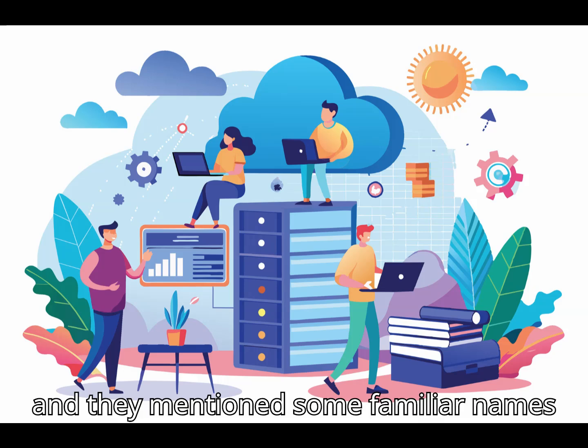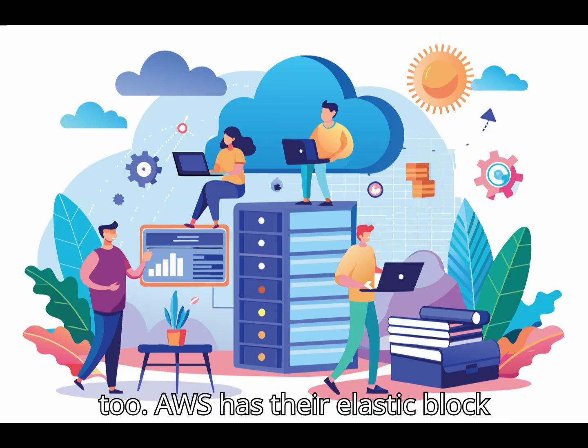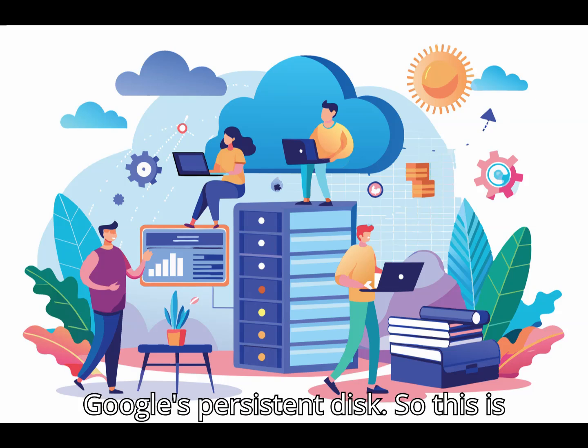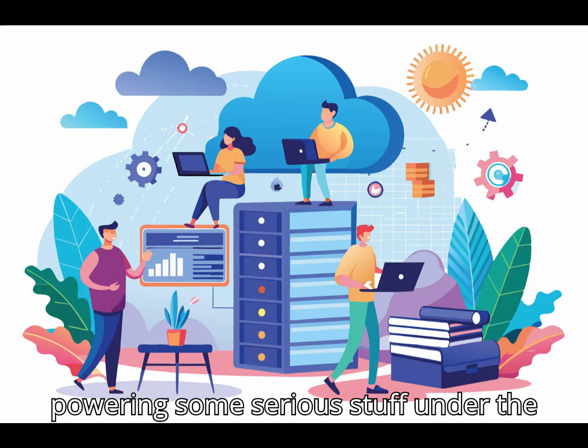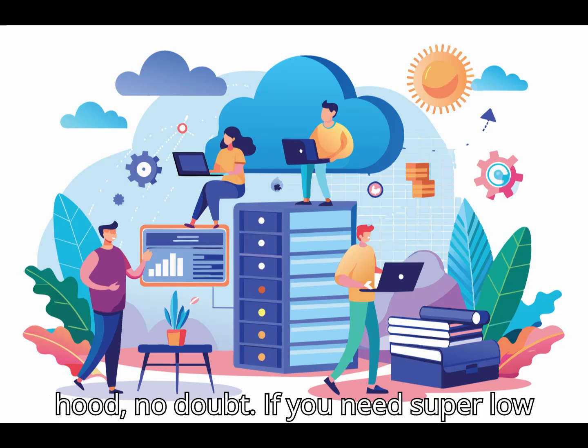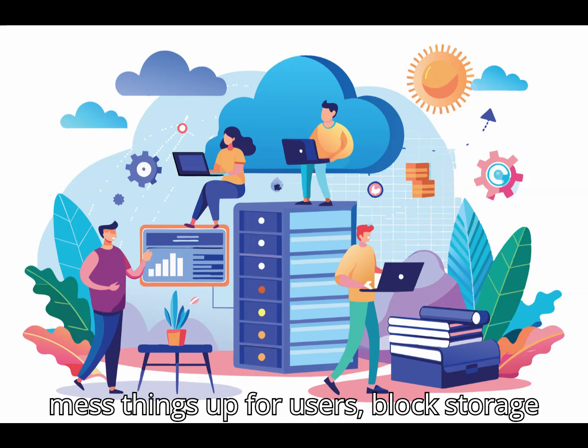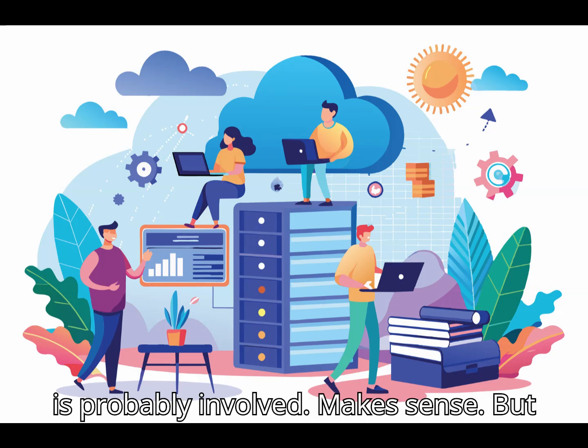And they mentioned some familiar names too. AWS has their Elastic Block Store, Azure's managed disks, Google's persistent disk. So this is powering some serious stuff under the hood. No doubt. If you need super low latency, like those tiny delays that can mess things up for users, block storage is probably involved. Makes sense, but this sounds pricey.